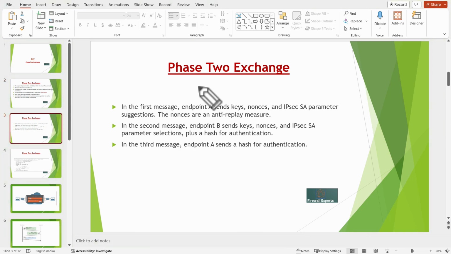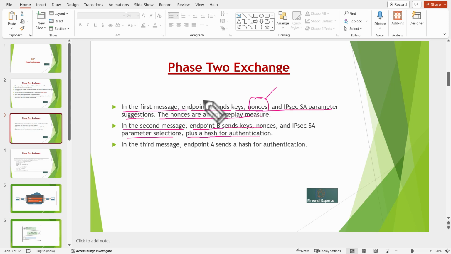So what are the three packets in phase 2? In the first message, endpoint A sends keys, nonce and IPsec SA parameter suggestions. Nonce means this is randomized data that is sent by the VPN devices. The nonces are an anti-replay measure. In the second message, endpoint B sends keys, nonce and the IPsec SA parameters selected, plus a hash for the authentication.